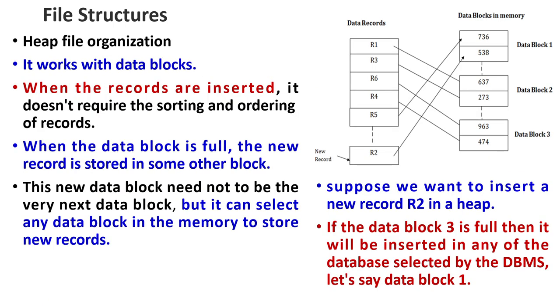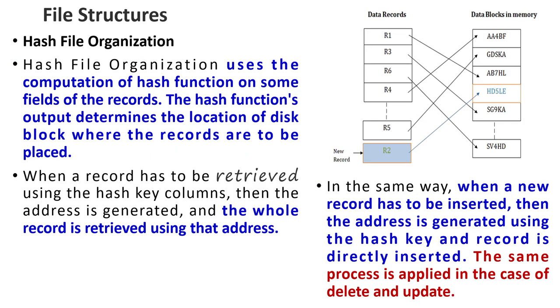Heap file organization. It works with data blocks. When records are inserted, it doesn't require sorting and ordering of the records. When the data block is full, the new record is stored in some other block. This new data block need not be the very next data block. It can select any data block in memory to store the new records. Hash file organization uses computation of hash functions on some fields of the records. The hash function's output determines the location of the disk block where the records are to be placed.